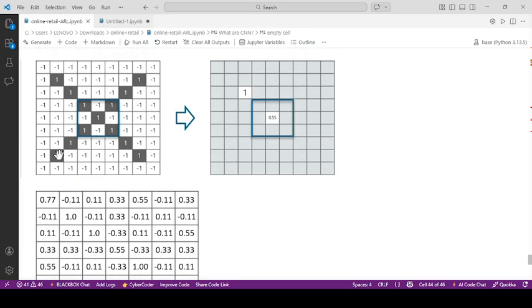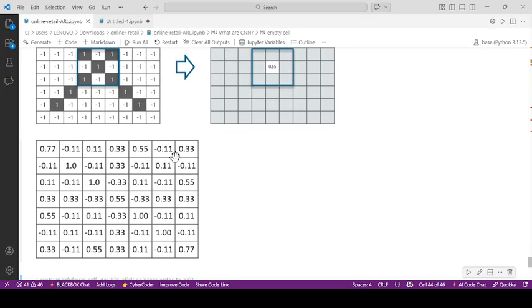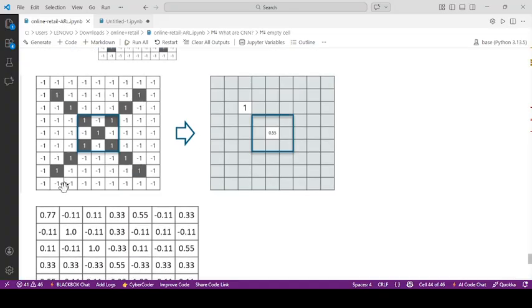So totally we'll be having a 7 cross 7 matrix. So we got these values for all these places.